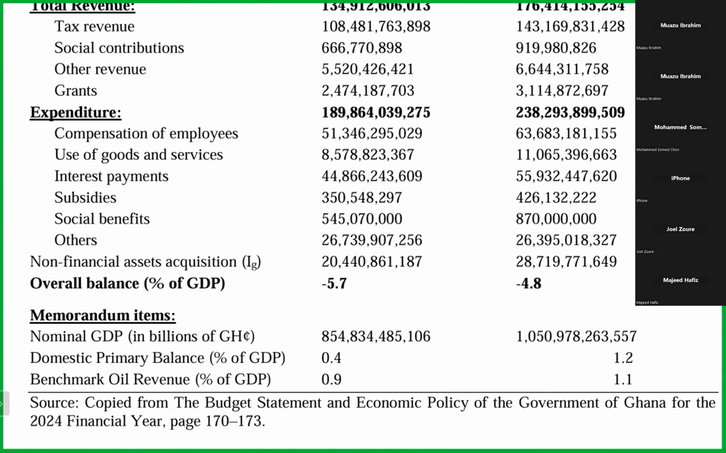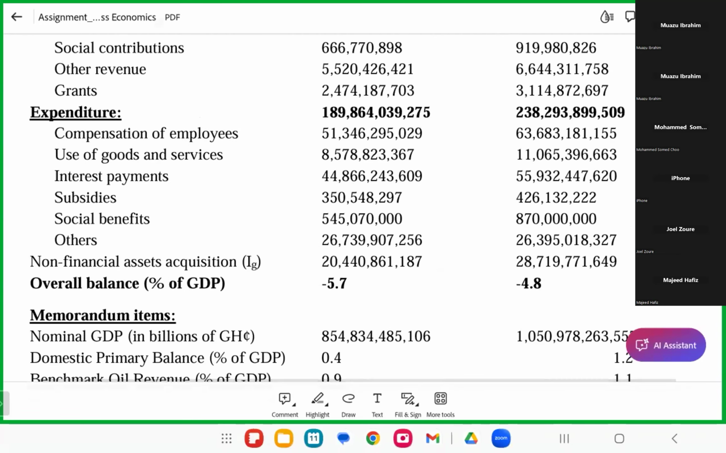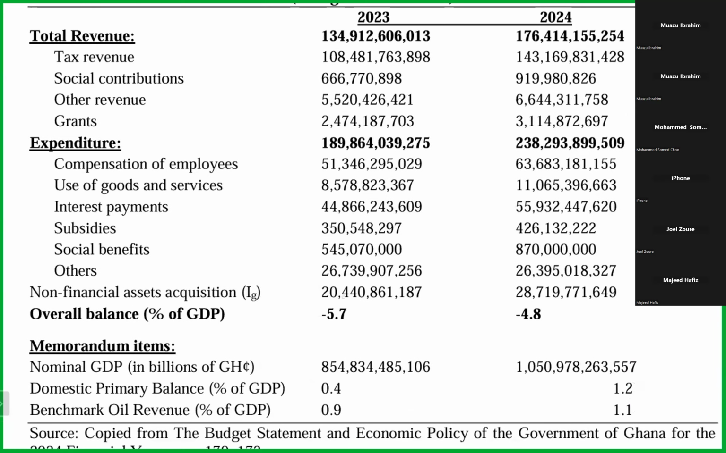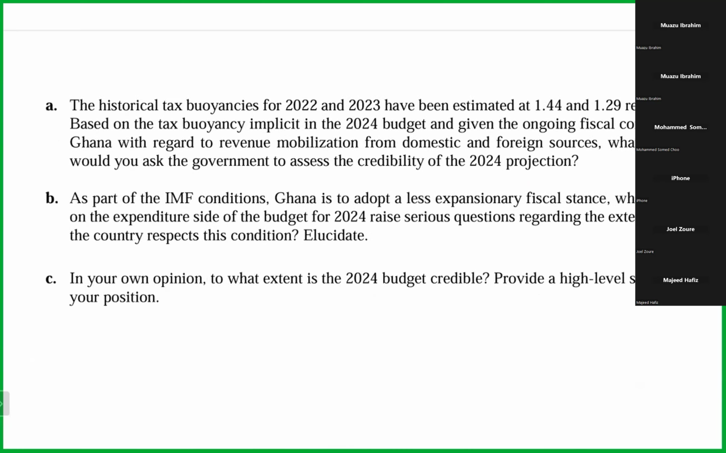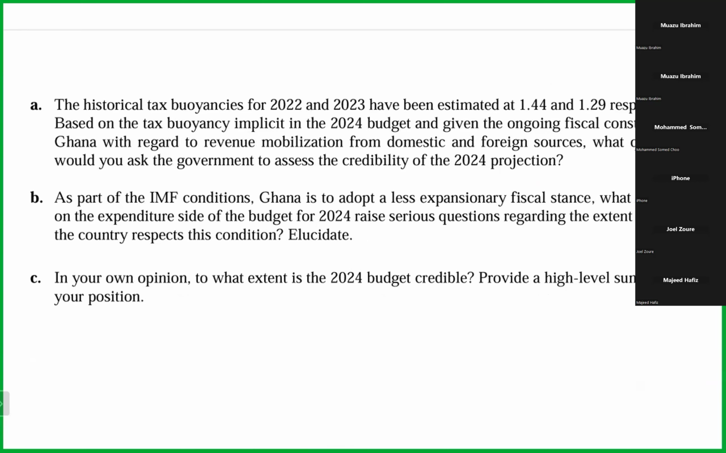Others is less. Excellent. Yes. Apart from the other expenditure, which is relatively lower than the previous budget. Are you getting it? Others, which is relatively lower than the previous budget. So you can see that for almost all the expenditure items, government has rather adopted a more expansionary fiscal stance relative to the condition of being less expansionary. So government, by far, is not respecting that IMF condition of being less expansionary in terms of expenses. Are we together?